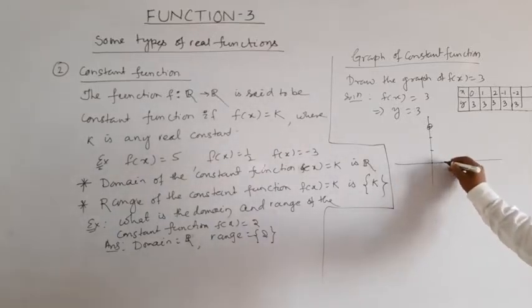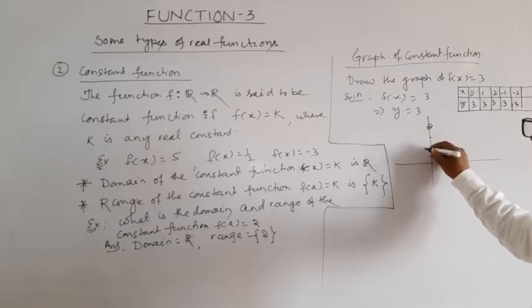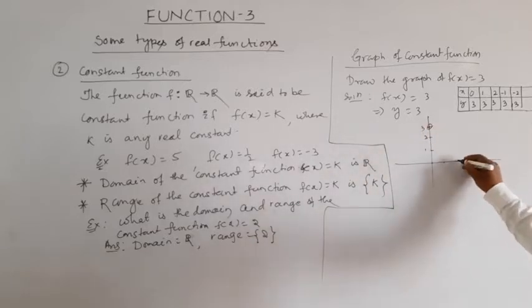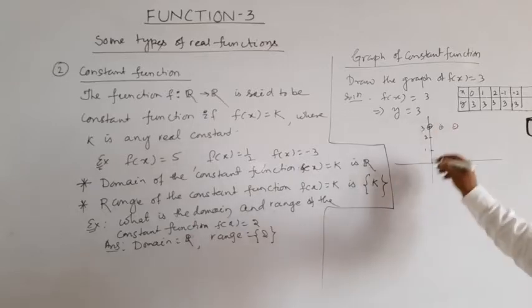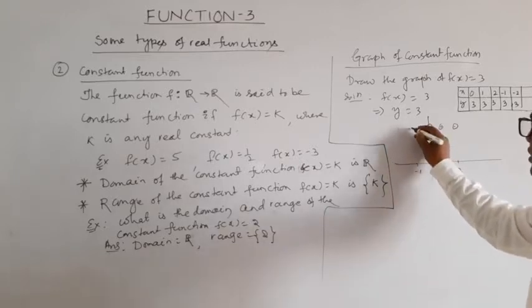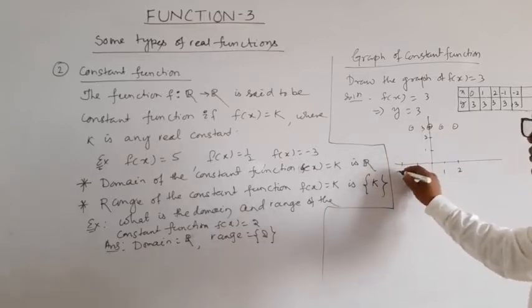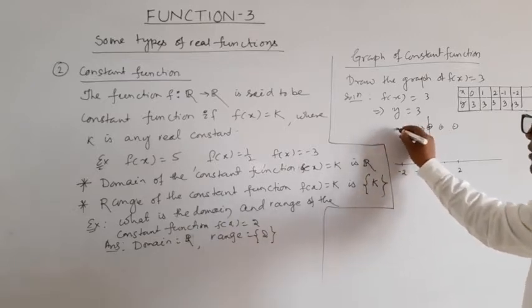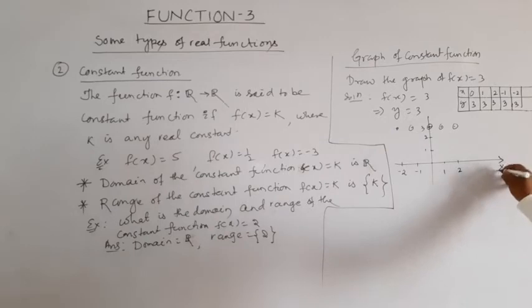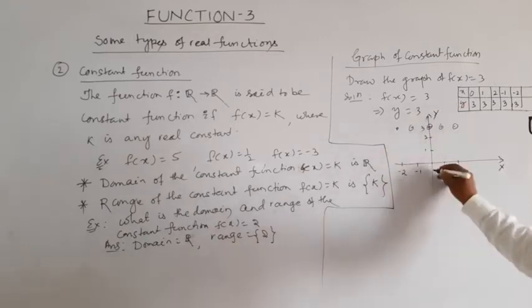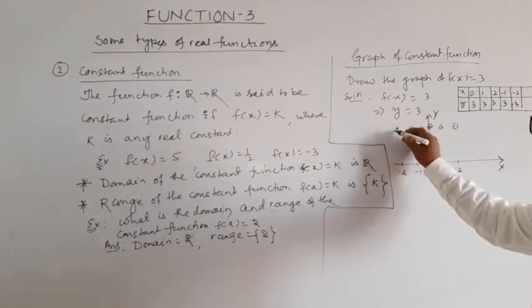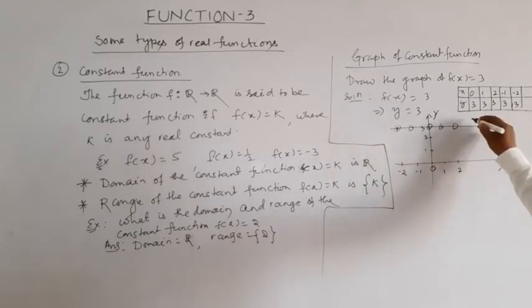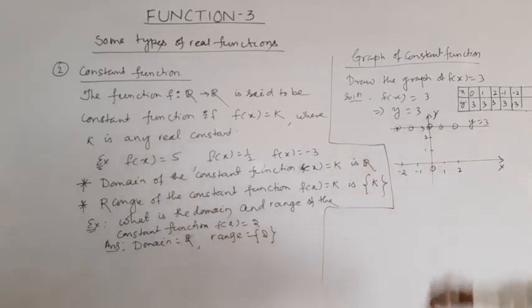So x is equal to 1, y is equal to 3. This is 1, 2, 3. X is equal to 2, this is also 3, same constant. And x is equal to minus 1, this also 3. X is equal to minus 2, this also 3. So this is the x axis, this is the y axis and this is the origin. The straight line parallel to the x axis is y is equal to 3. Graph of y is equal to 3 or graph of f of x is equal to 3.